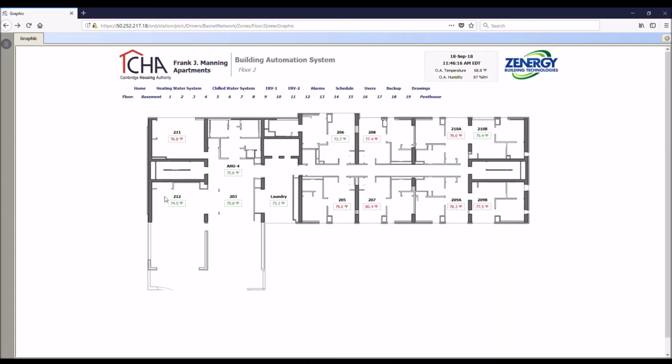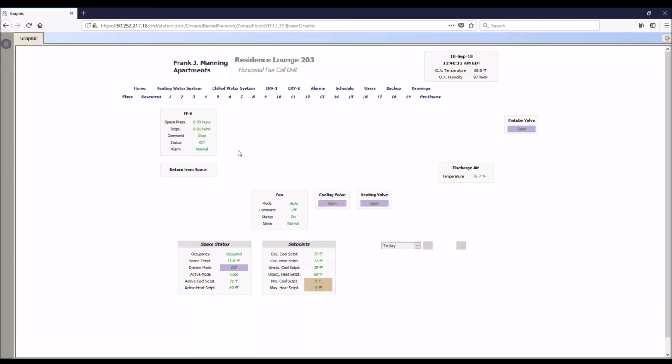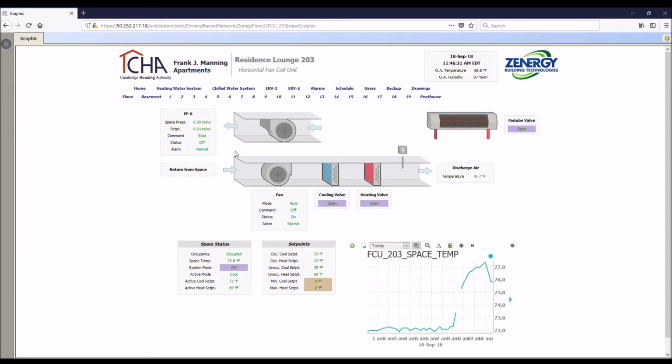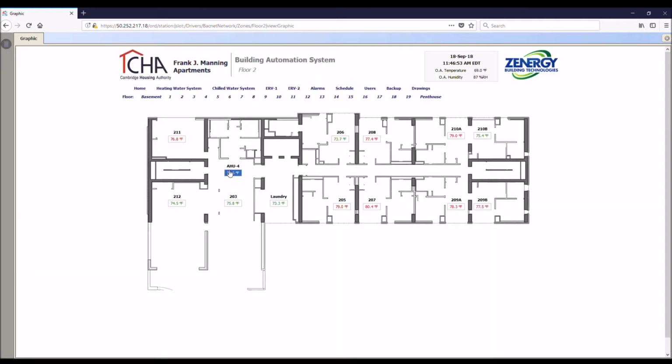There's also a couple spaces here that are a little different. So 203 is a fan coil unit that's hung in the ceiling that also has a fin tube tied to it, as well as an exhaust fan. So what we're seeing here is, it operates the same way as the other fan coil units, except we're maintaining space pressure using this exhaust fan here. There's an air handler providing fresh air, HU4.